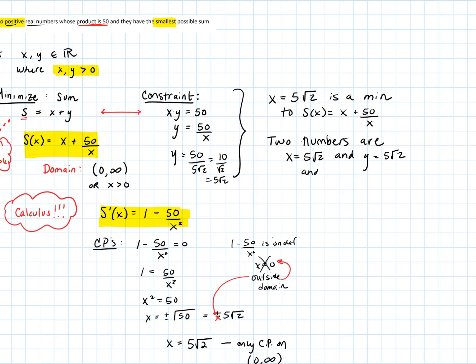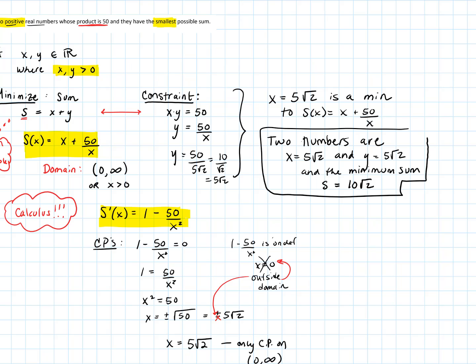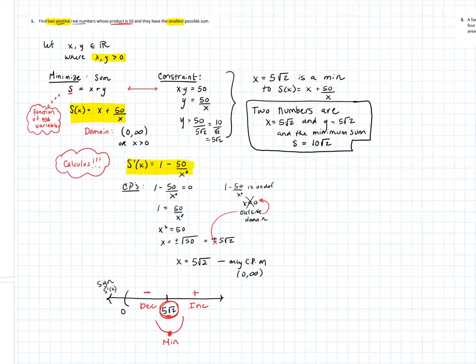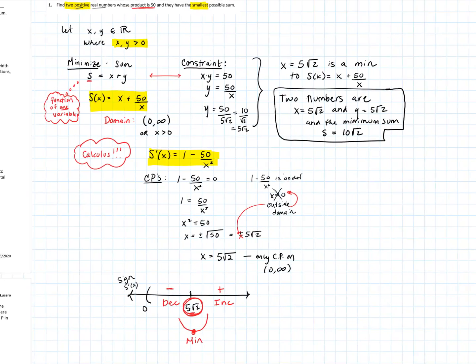And the sum, add those two together, has to be 10 root 2. The minimum sum, let's go ahead and say that. The two numbers are 5 root 2 and 5 root 2, and the minimum sum achievable, where we have two positive numbers whose product is 50, has to be 10 root 2. That's the smallest sum that we could possibly get if we have two numbers whose product is 50.